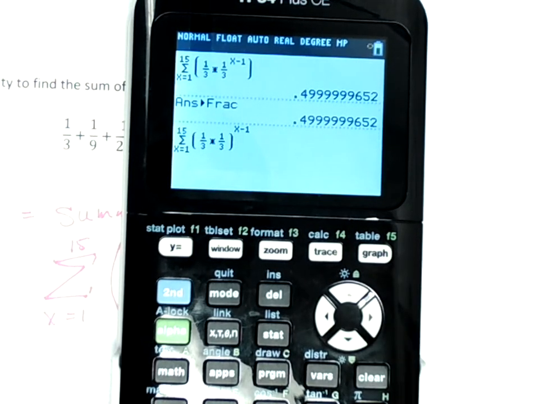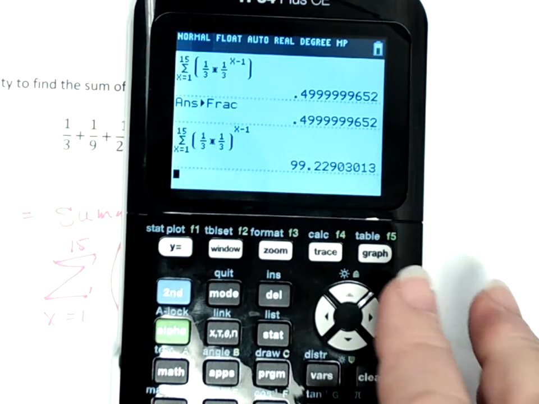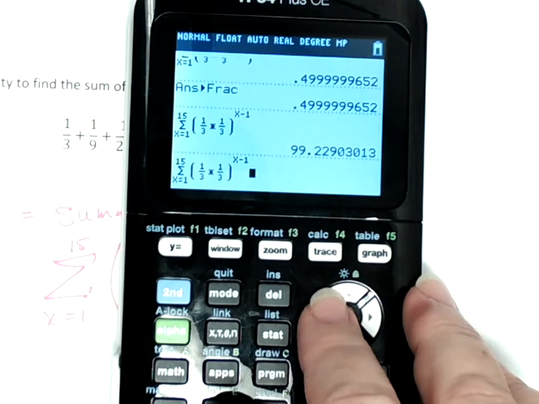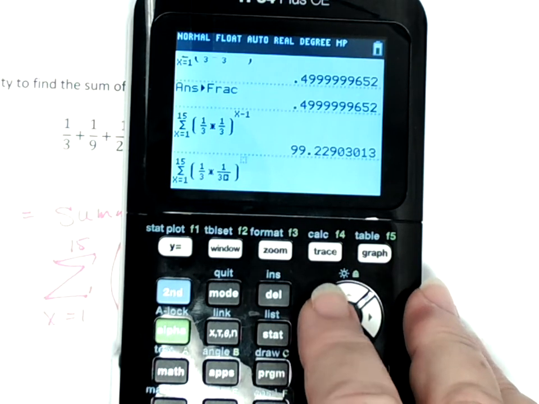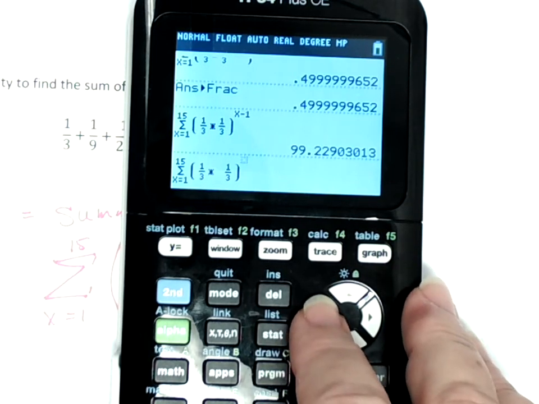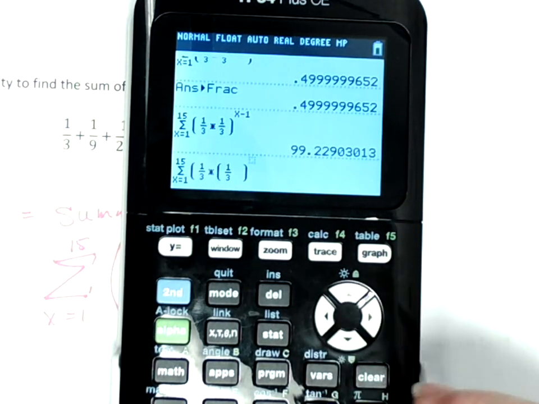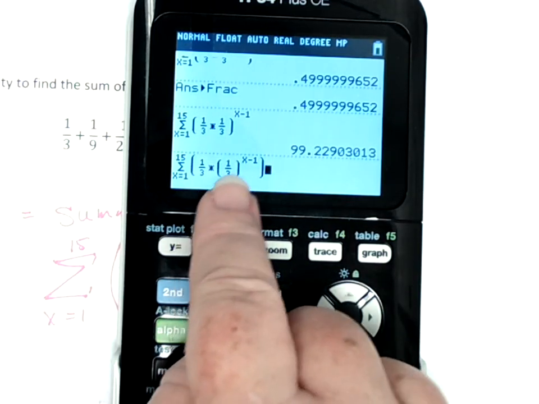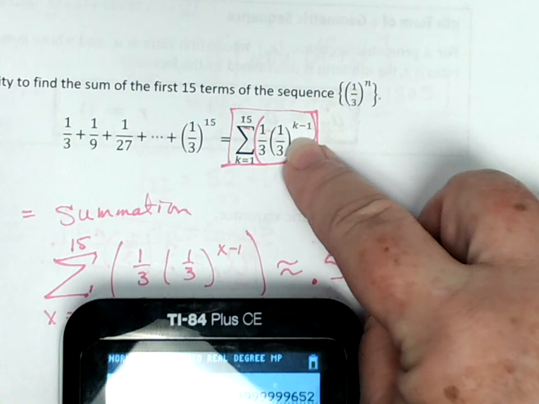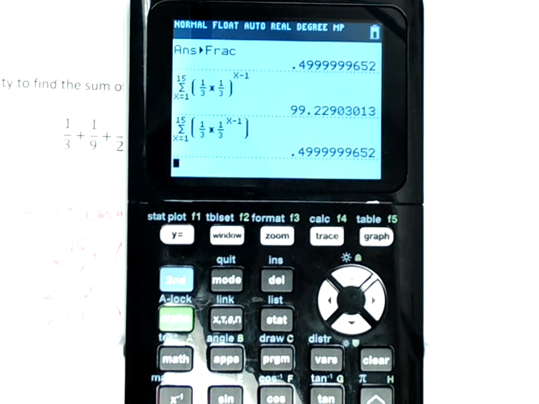And look at what I get, a different answer. That is a very different answer than 1/2. So please make sure when you're putting it in that you put an extra set of parentheses in here around that 1/3. So we're going to insert a parentheses, close that parentheses right there, and now caret X minus 1. We want to make sure that that is inside the parentheses just like it was here, okay? And we hit enter, and now we're back to 0.5.